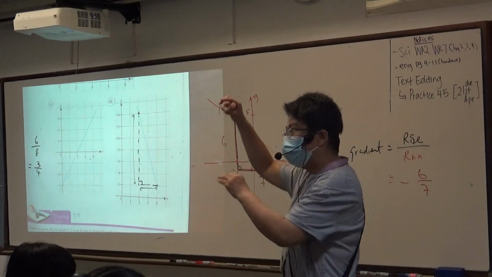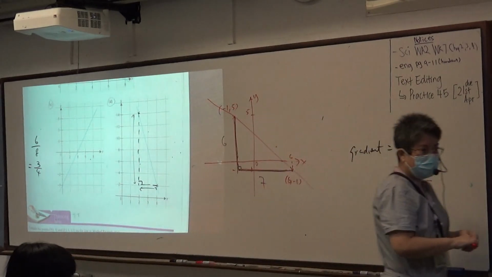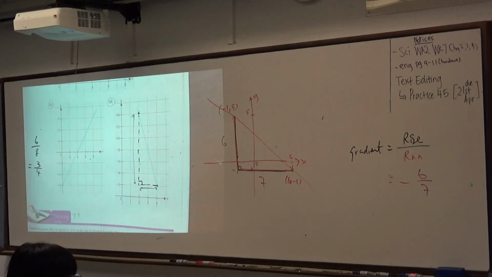Everybody clear? So we must know how many units. So that is how we find the gradient. Are we clear now?